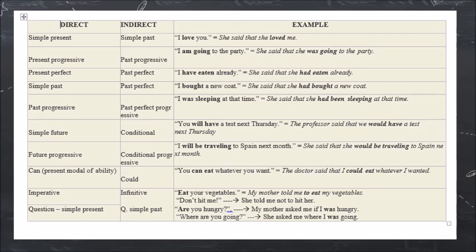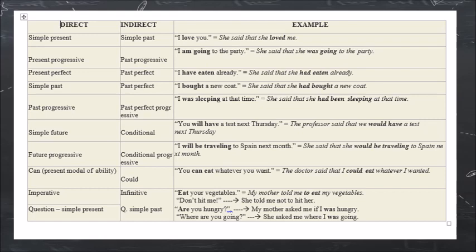Like number one, "I love you." She said that she loved me. So this is from simple present to simple past. Love is verb 1, and then when it becomes indirect speech, it becomes loved. She said that she loved me. So said is verb past, and then loved also simple past. Look at number 2. "I am going to the party." She said that she was going to the party. So it was from am going, now becomes was going.